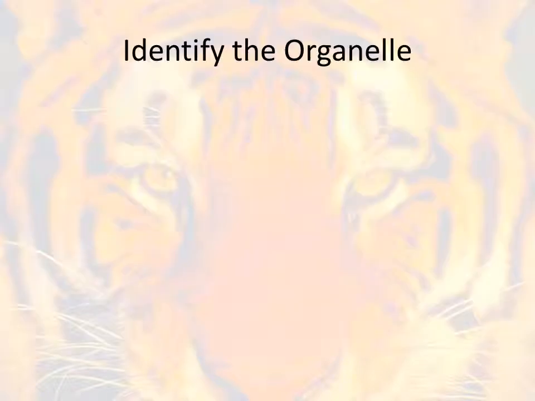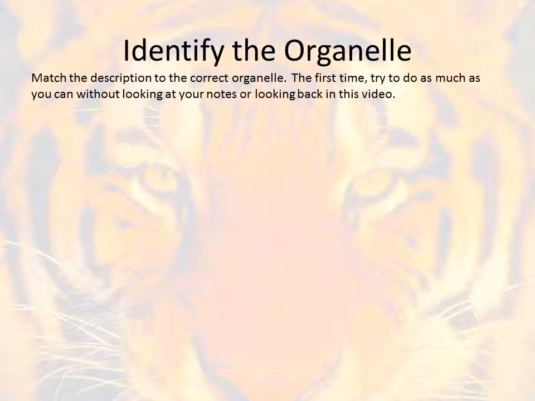Okay, so go ahead and flip your note page over to the back. On the back, we have a section called Identifying the Organelle. And on your notes, you've got A, B, C, D, E, F, G. So what we're going to do is match the description to the correct organelle. The first time you do this, try to do as much as you can without looking back at your notes or going back in the video. That way you can see which ones you really know and which ones you still need more time to practice.